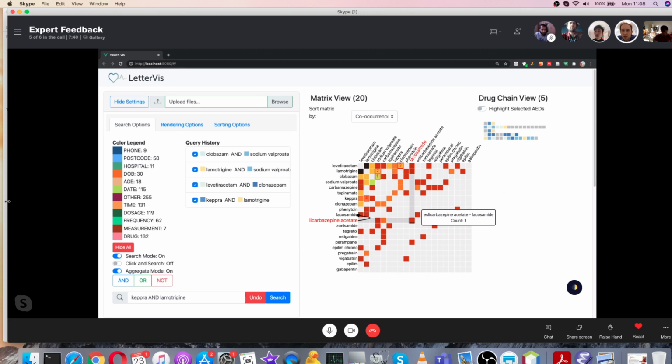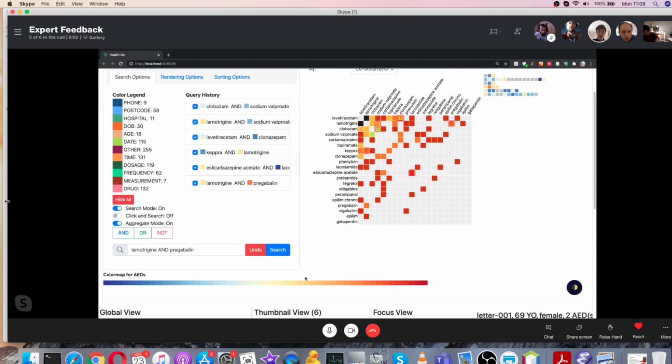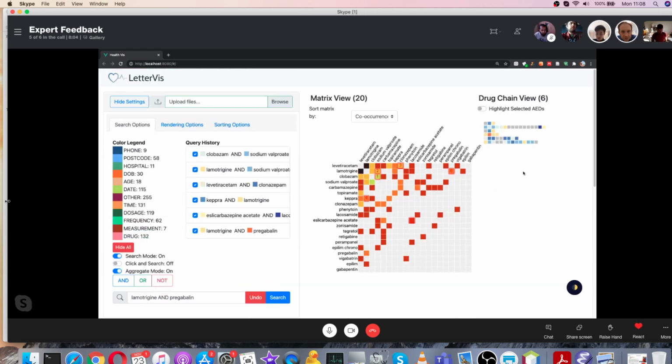So if you just hold it there now, that, for example, is showing the 6 letters where you've got pregabalin and lamotrigine in it. It depends on the colors. So the yellow represents lamotrigine in this case. The color map is here, right? It's not visible because I zoomed in. So if you click on, let's say, the first matrix cell, which is clobazam and sodium valproate, it highlights the blocks with those 2 drugs.